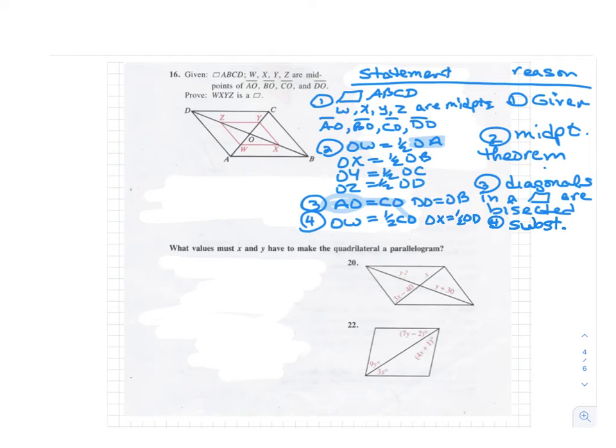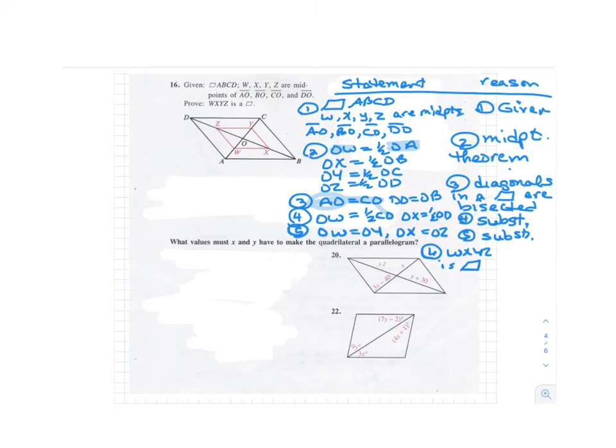I'm going to do one more substitution. And I'm going to state that OW equals OY and OX equals OZ. And again, substitution. You can repeat the same reason over again. And then lastly, I could state that WXYZ is a parallelogram, and my reason is if diagonals bisect each other, then I have a parallelogram.